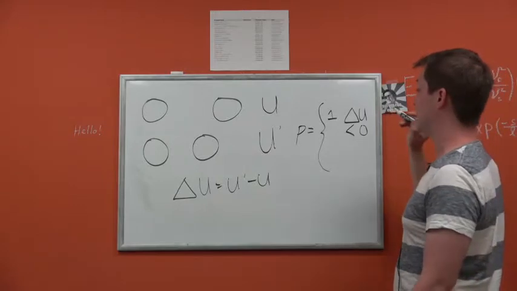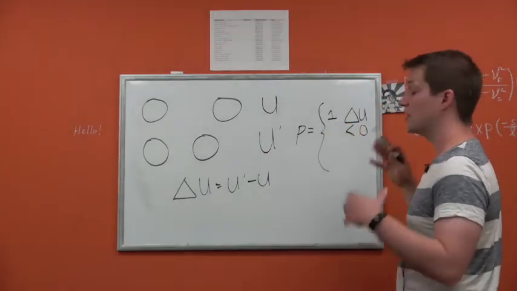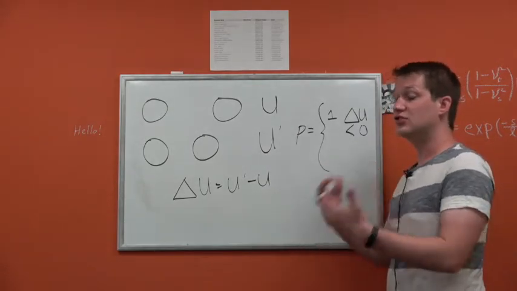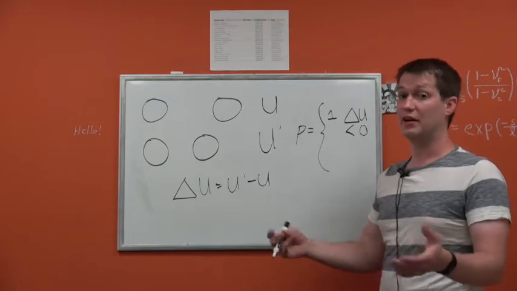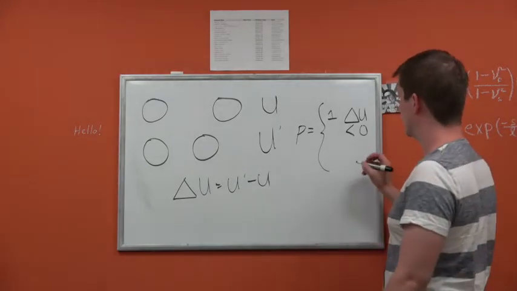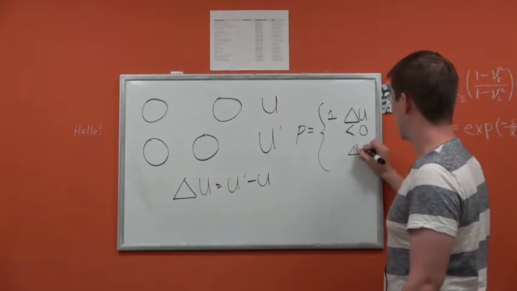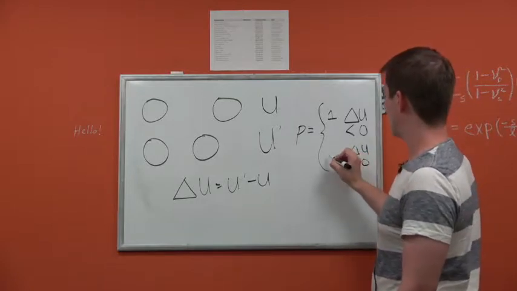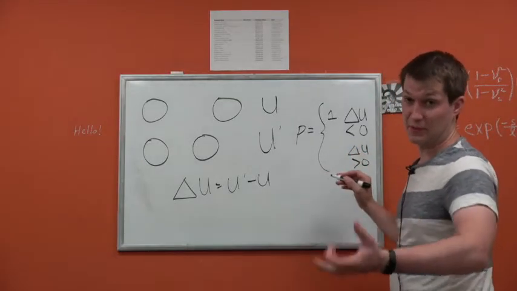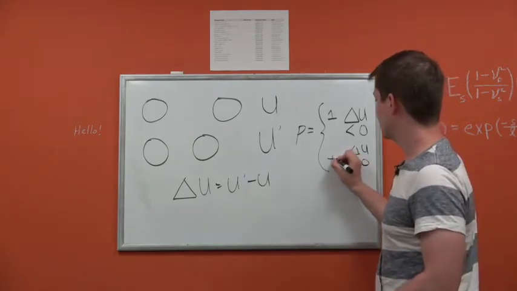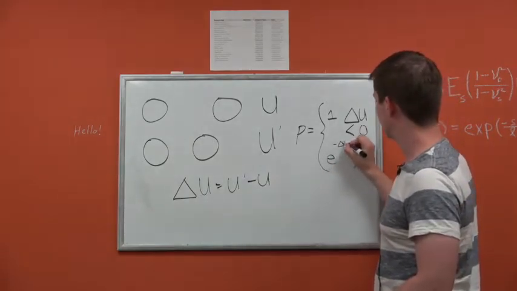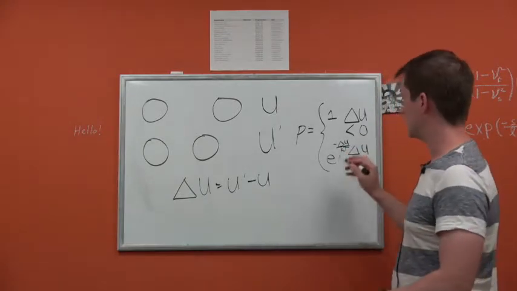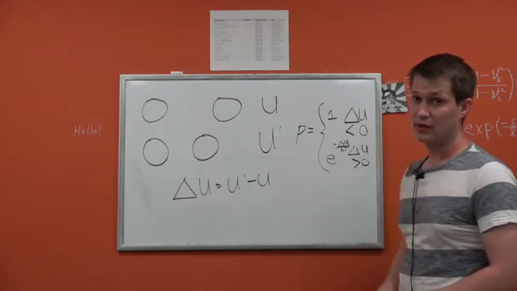We then, though, if this is an unfavorable move, we don't want to just completely eliminate all unfavorable moves because of thermal fluctuations, things do sometimes randomly move into unfavorable enthalpic configurations. So we're going to assign a probability if delta U is greater than 0. We're going to say that it's equal to the Boltzmann weighting of it. So we've talked about the Boltzmann weighting before in class, and that is e to the negative delta U over kT. That might be a little hard to see, but that's e to the negative delta U over kT.